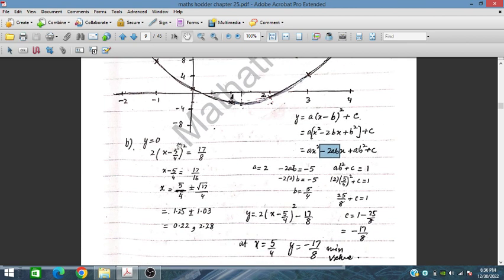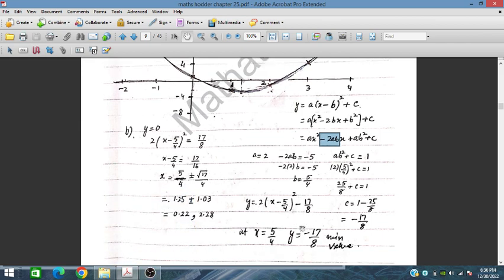So y is equal to 2 times (x minus 5 upon 4) whole square, because a is 2 here and b is 5 upon 4, plus c, which is minus 17 upon 8. So at x is equal to 5 upon 4, the bracket will be 0, and the y value will be minus 17 upon 8. That will be the minimum value, which is here.